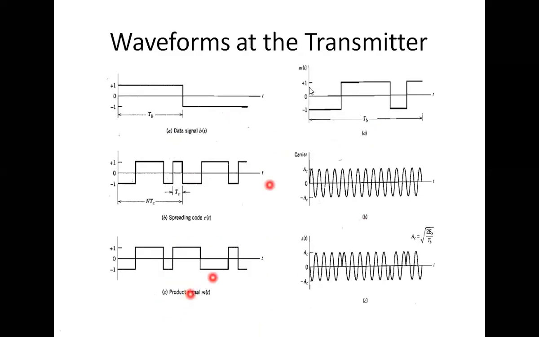So before we look at the receiver, let us look at the waveforms at different stages at the transmitter. This indicates an example of a data signal. So here, this data signal has, for some duration, +1 volt, and for some duration, -1 volt. That means in bits, as a bit sequence, it is bit 1 followed by bit 0, and TB is the duration of each bit. Next, here is a spreading code, that is pseudo noise sequence.